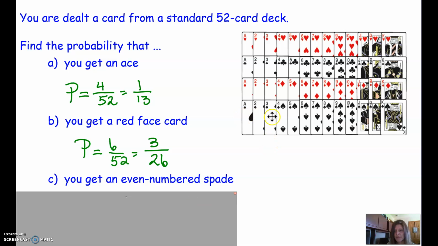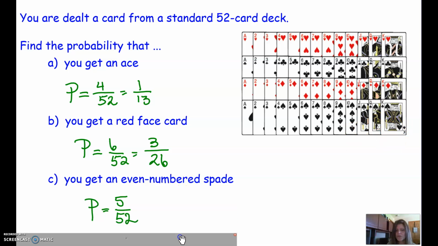Okay, so the spades is this bottom one, and the even numbers are 2, 4, 6, 8, and 10. We're not going to assign a value to the face cards, so that would be 5 out of 52, which we cannot reduce. Let me know if you have questions.